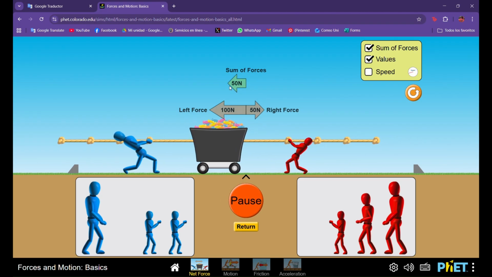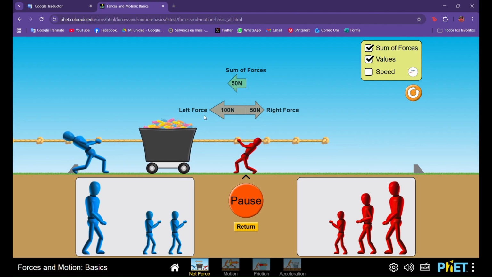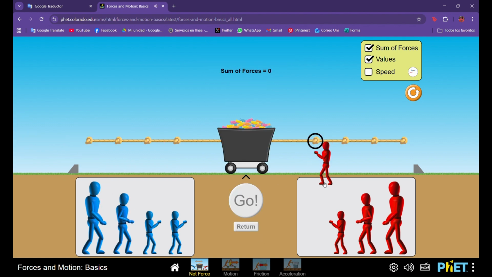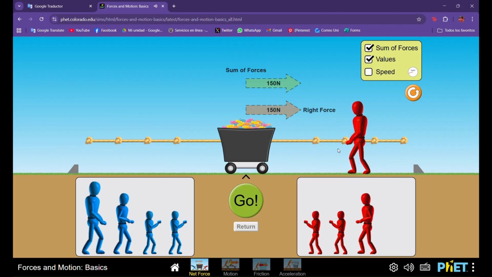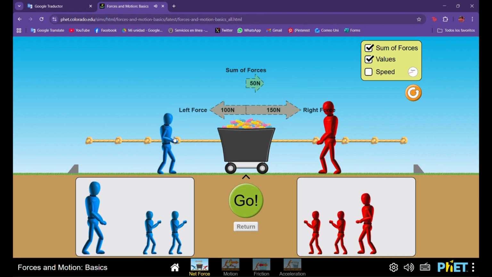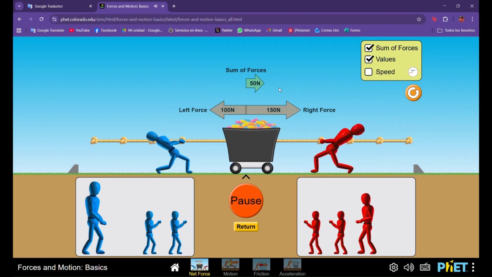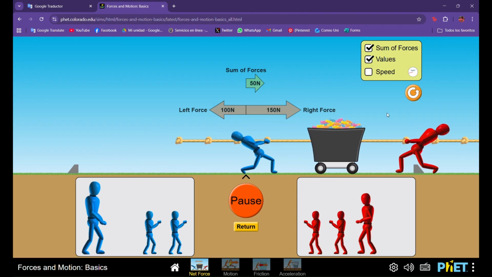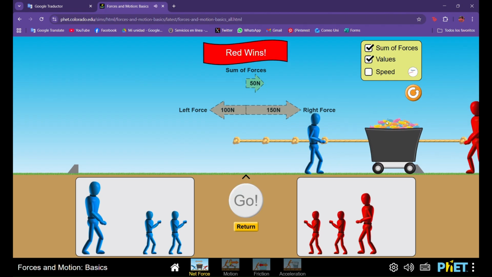A 50 newton net force is being applied to the left side. Therefore, the car goes to the left side. But if I apply 150 newtons to the right side and 100 newtons to the left side, we have a net force of 50 newtons to the right.